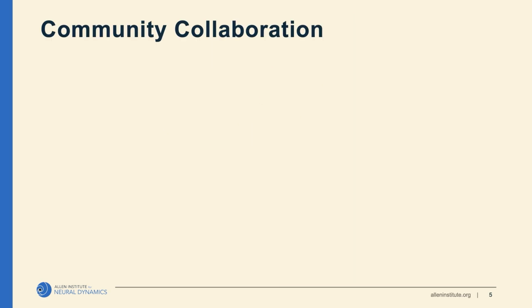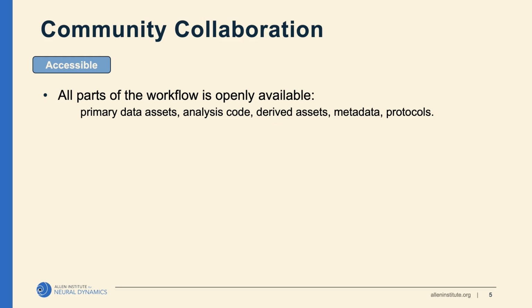Just to go through it in more detail, some of the things that we need to have a platform that supports community collaboration. We need the data to be accessible. This means that all parts of the workflow are openly available. So this includes raw data, derived data like analysis results. It includes the analysis code, metadata that goes with the data, protocols that were used. All of these things need to be accessible.